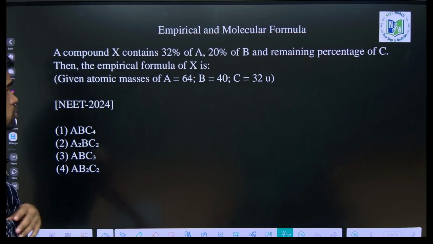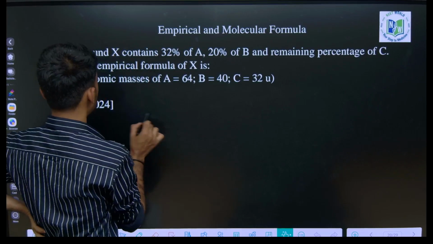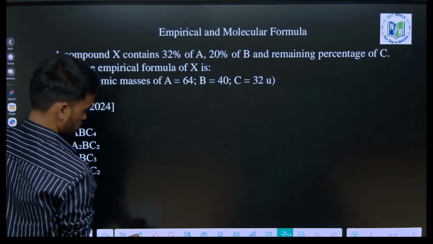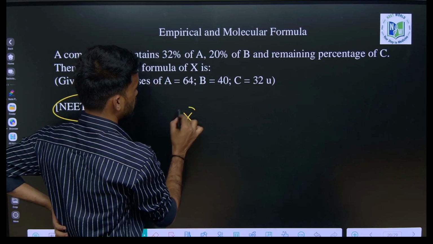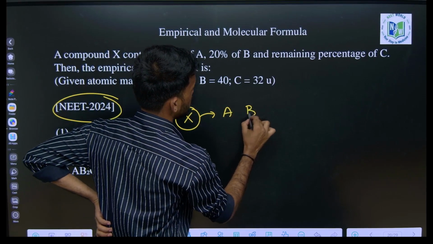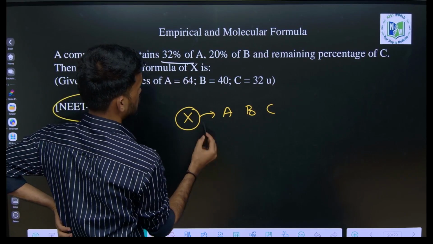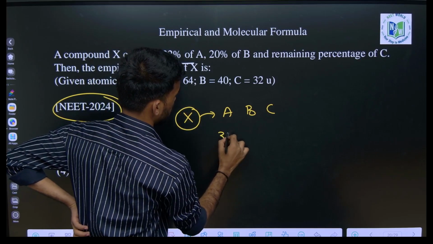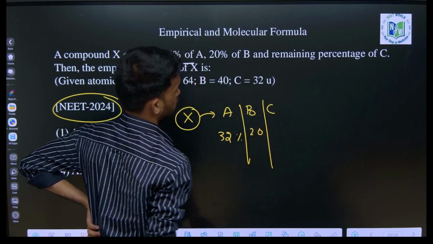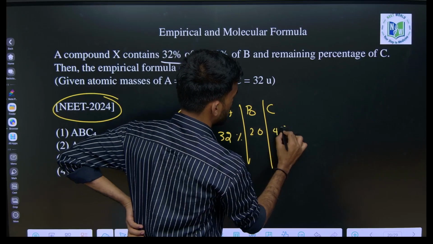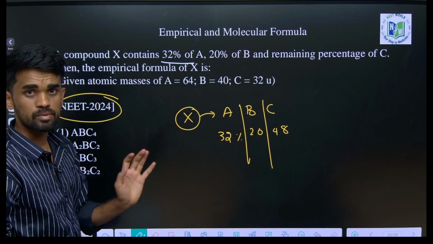So this is the last question based on the empirical formula and molecular formula. See, a compound X is given. This is a last year PYQ question. A compound X is given, which is made up of A, B, C. It contains 32% of A, and 20% of B, and the remaining 52, it means 48% of C is present, by weight. This is the total mass percentage.